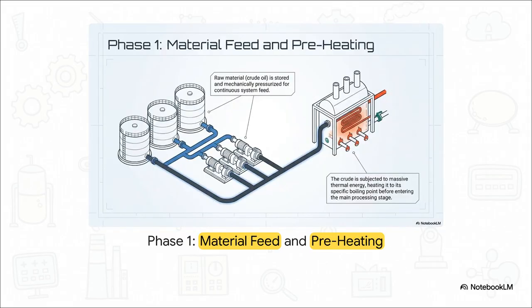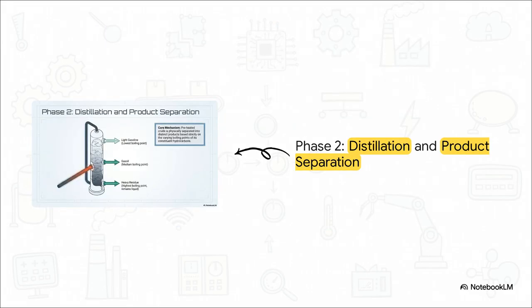Let's break down this oil refinery step by step, starting with Phase 1. On the left side, raw material, which in this case is crude oil, is stored in those large tanks. The blue pipes and pumps mechanically pressurize the oil, pushing it forward constantly. Then it enters the furnace. This is where we add massive amounts of thermal energy, or heat. We have to heat the crude oil to its exact boiling point. If the sensors right here fail, the oil won't be hot enough for the very next step, and the whole process stops working.